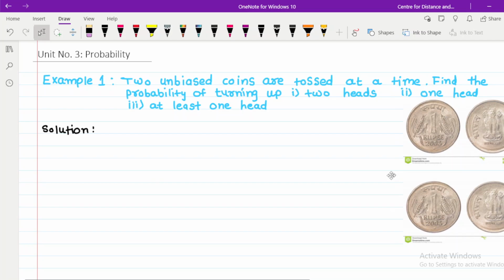Here, how many coins are tossed? Here, two unbiased coins are tossed at a time. Then we get this picture, that is either two heads, or two tails, or one head and one tail, or one tail and one head.